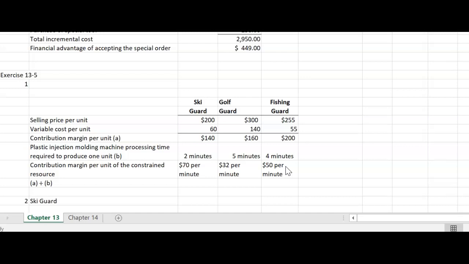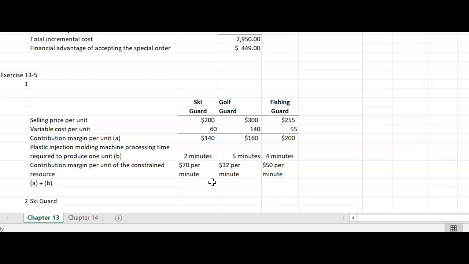What product offers the most profitable use of the plastic injection molding machine? You can see this based on the contribution margin per minute for the molding machine, and the Ski Guard is the most profitable.